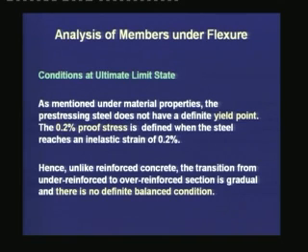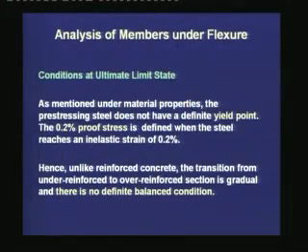As mentioned under material properties, the prestressing steel does not have a definite yield point. See, here we are seeing a difference between a mild steel behavior in reinforced concrete and the behavior for a prestressing steel. A prestressing steel does not have a definite yield point like a mild steel. The 0.2% proof stress is defined when the steel reaches an inelastic strain of 0.2%. That means the 0.2% proof strain is like an equivalent yield point which is defined for a prestressing steel. We had learned about this when we studied the material properties of the prestressing steel.